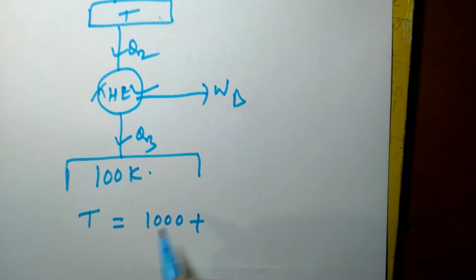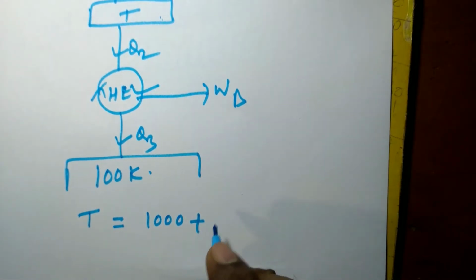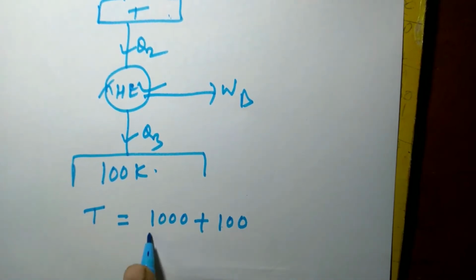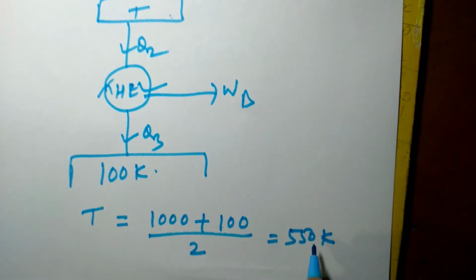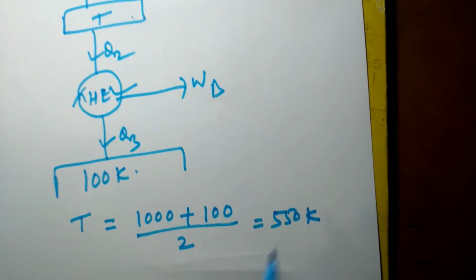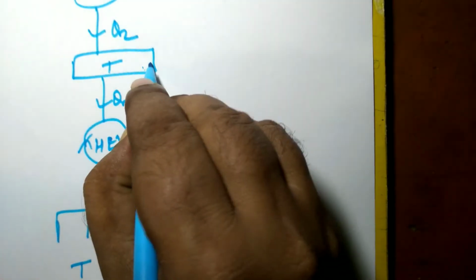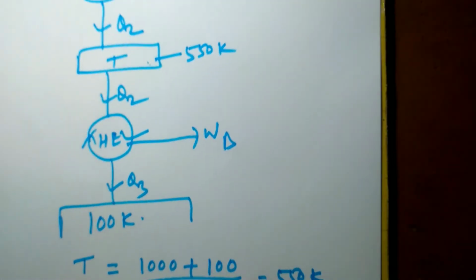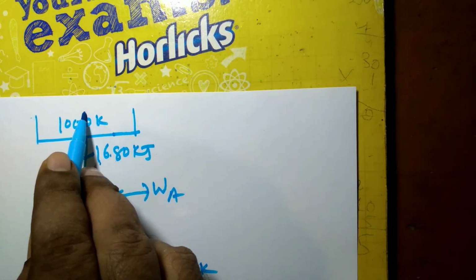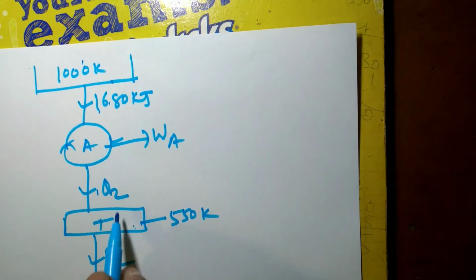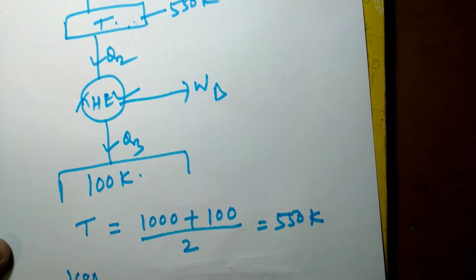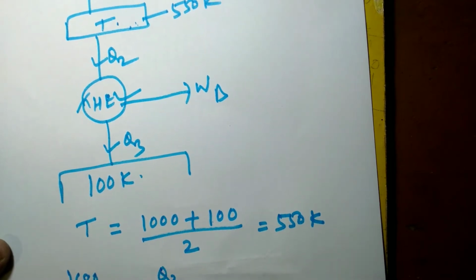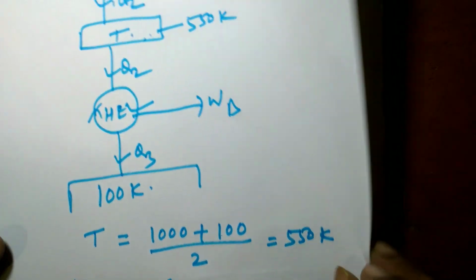So in this case the work outputs are the same, so that's why the intermediate temperature is the arithmetic mean of the two temperatures. T is equal to 1000 plus 100 divided by 2. This is equal to 550 Kelvin. So now Q1 divided by 1000 is equal to Q2 divided by T. So from that, 1680 divided by 1000 is equal to Q2 divided by 550.